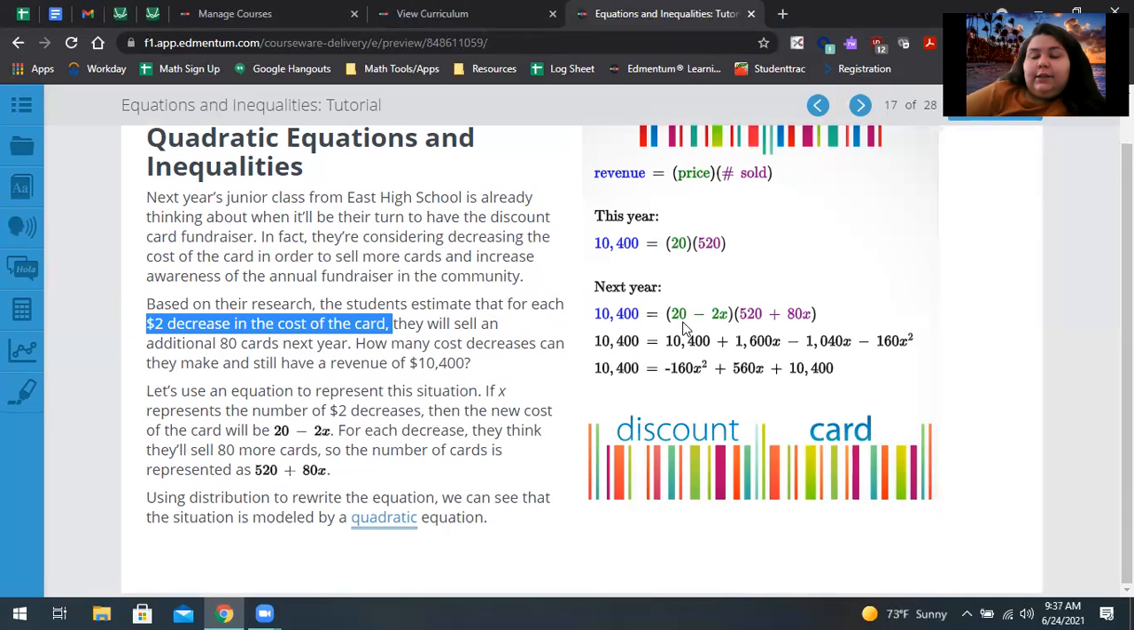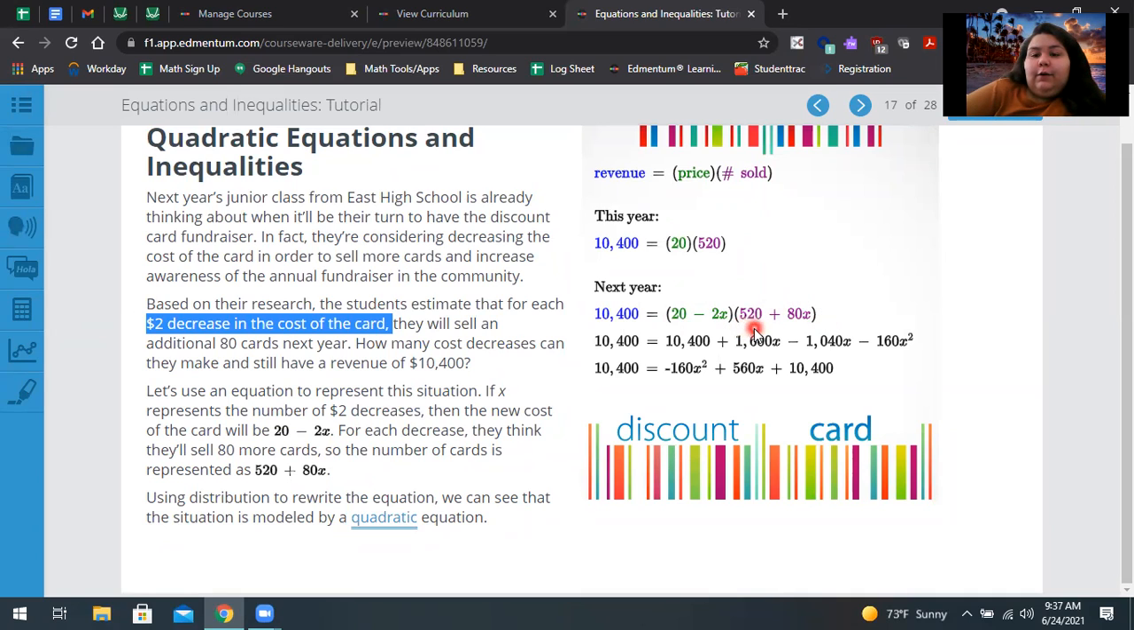Originally, the price of the cards is 20. They decide to decrease it in increments of $2. So they drop the price one time, it's going to be 18. They drop the price again, it's going to be 16. Again, it's always going down by 2. Now, everyone likes a sale, right? The lower the price, the more people might consider buying.